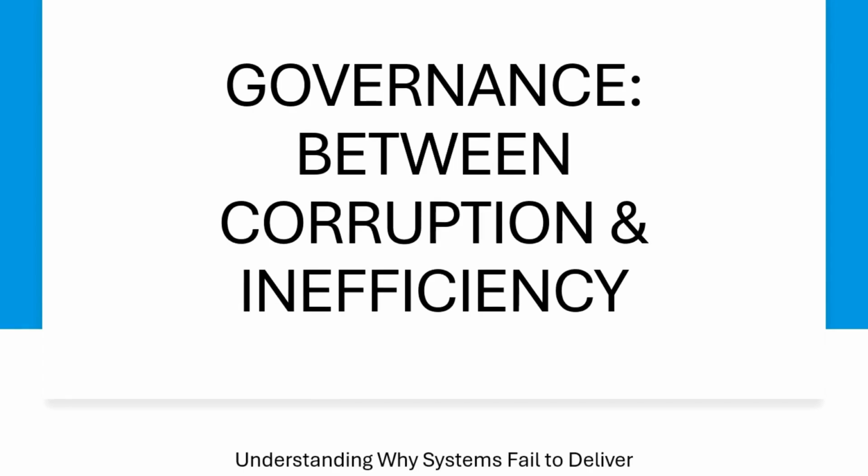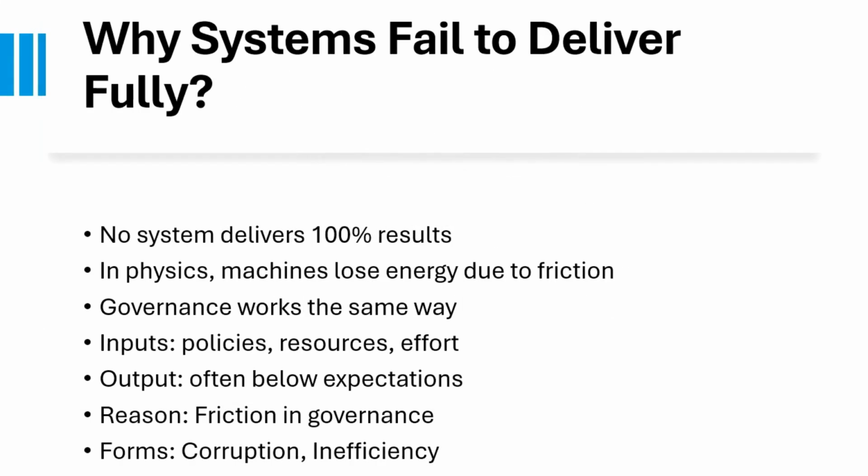Today we are going to discuss governance and the major challenges that prevent it from working effectively, along with their solutions. Every system in this world promises results, but very few deliver them fully. According to physics, no machine is 100% efficient. No matter how advanced it is, some efforts are wasted during input and output, which limit the machine's ability to give 100%. When friction rises, the results will gradually be affected.